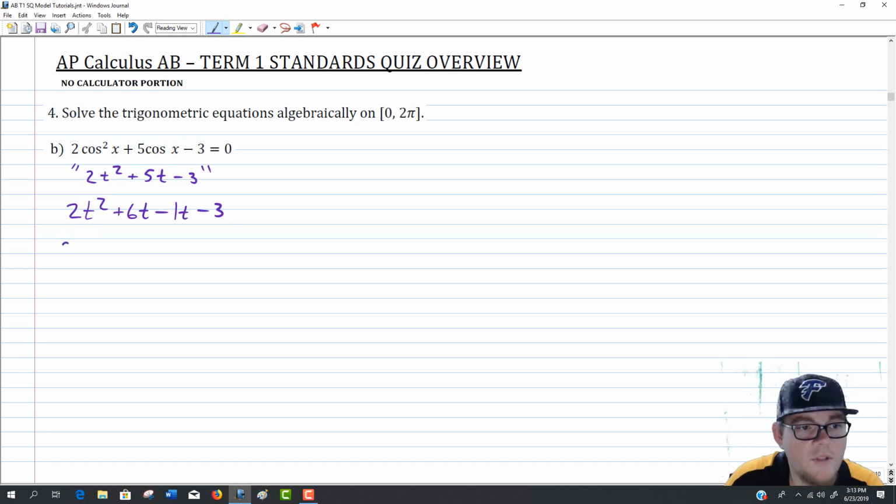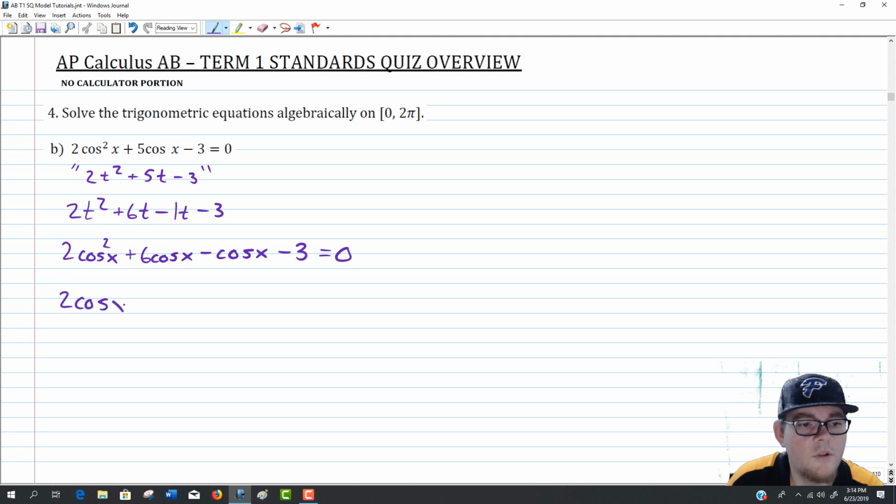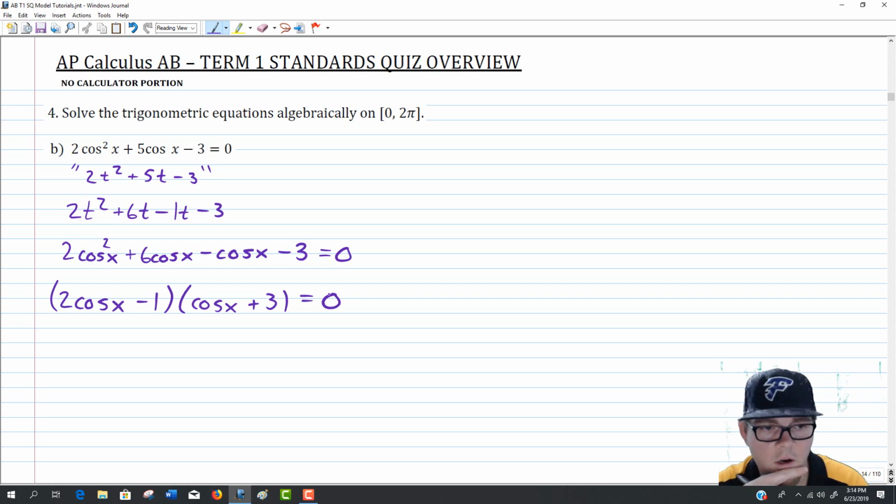So now I'm going to convert it back to cosines. So we'll have 2 cosine squared of x, plus 6 cosine, minus cosine, minus 3. And of course we want to factor this so that when we set it equal to 0, it's easy to use the zero products property to get our way through. So in here, looking at GCFs and what this would factor to, lots of different ways to get there. Do it as quickly as possible. We're going to get 2 cosine of x minus 1 for one factor, and we're going to get cosine of x plus 3 for the other factor. So there are 2 factors that we're going to have to figure our way through.